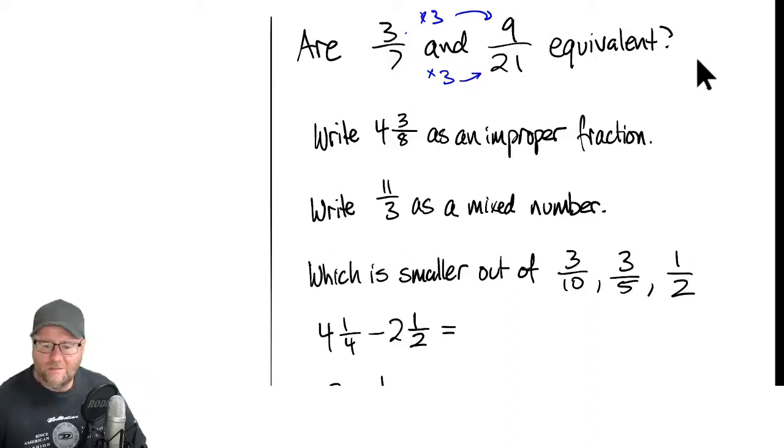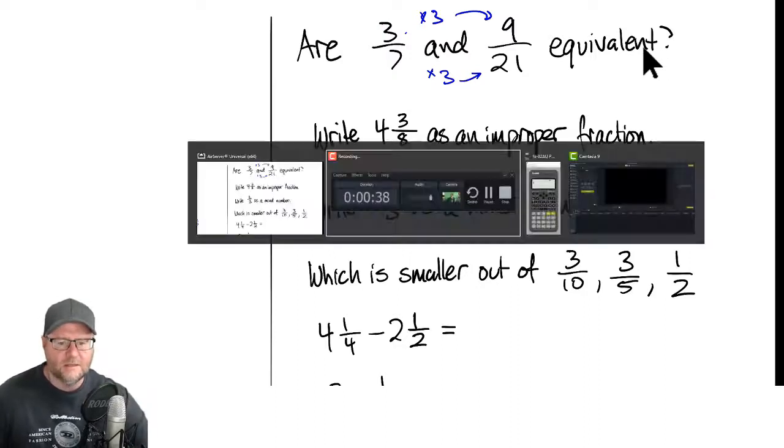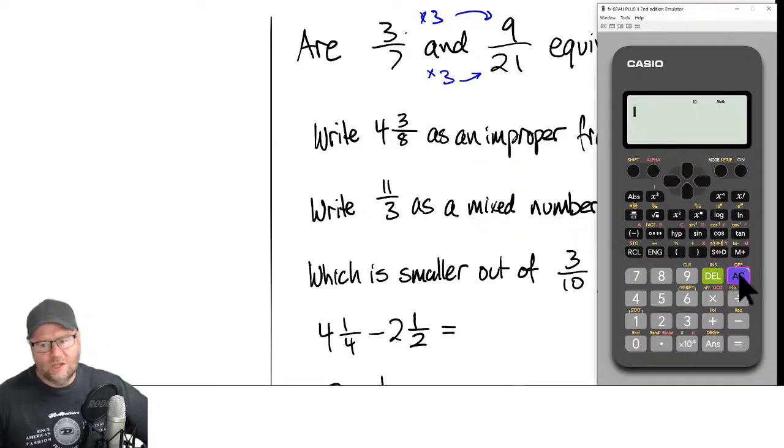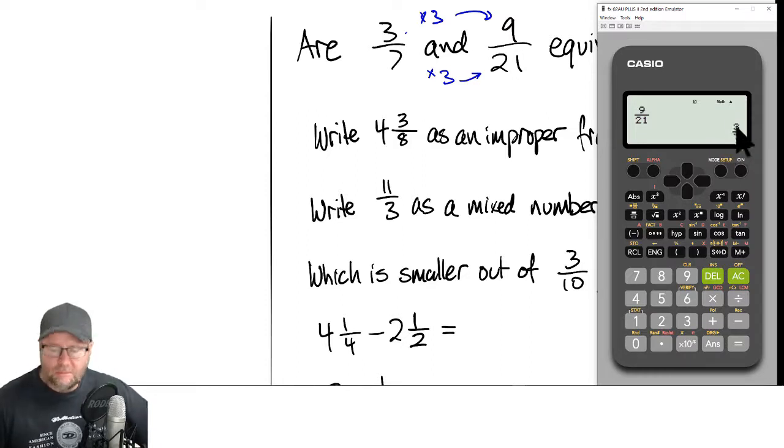Now, could I check that in my calculator, my handy dandy Casio FX82? I can. Let's pull it up, and I'll just show you how you could check that. I'm going to put in the fractions. So this button here is my fraction button. I'm going to put in the bigger fraction, 9, down cursor, 21, equals, and you'll see the calculator gives me the simplest version of that fraction, okay? 3/7. So it's the same value.